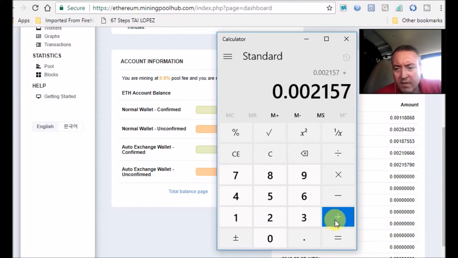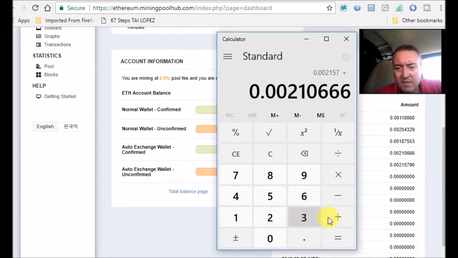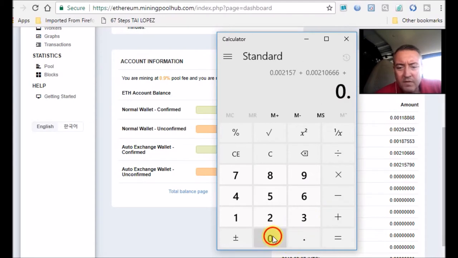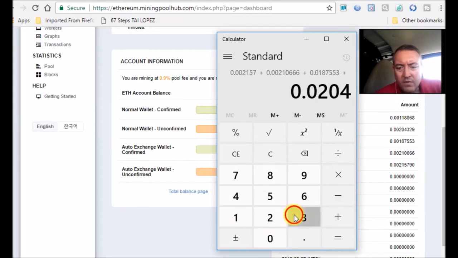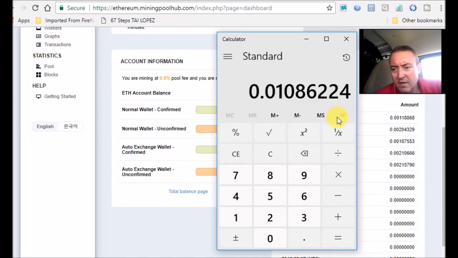0.002157 plus 0.002106666. That's Satan, that's not good. Plus 0.0187553 plus 0.002043, 0.004344. I don't know why that day was a little bit low right there, but maybe it was not mining too well. So we'll take a 4-day average, divide by 4, equals 0.01086. Is that right? I don't think that's right, because I did this earlier.